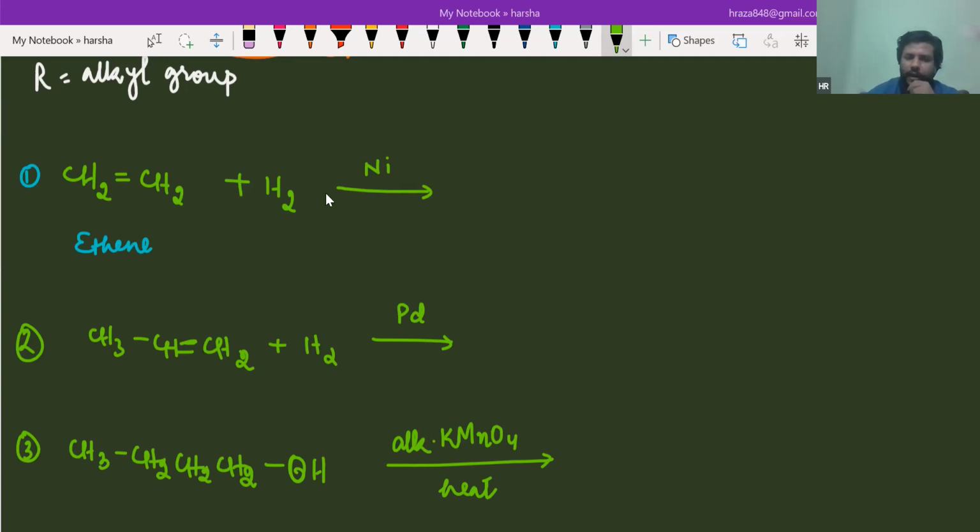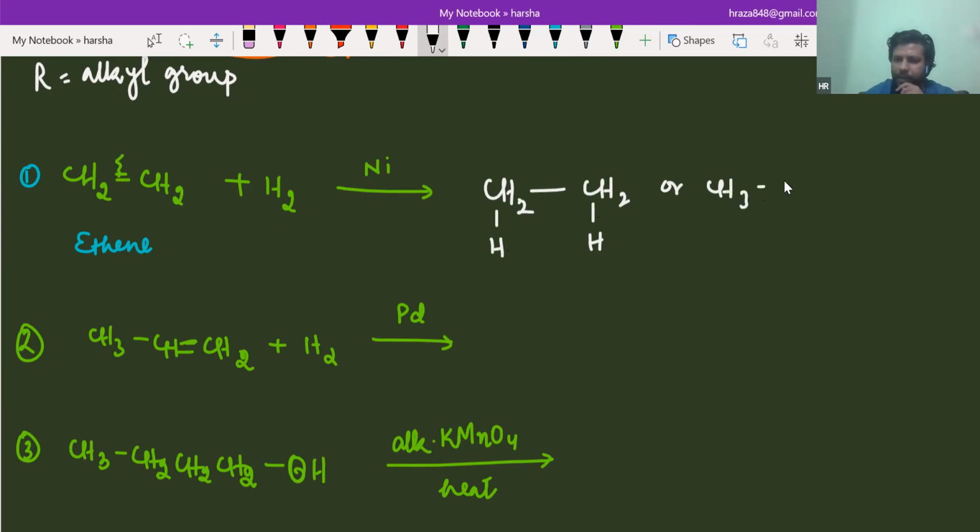See, this is an addition reaction. So in order to add this, you have to break the old bond. So it will form CH2, that means basically CH2 and CH2, and you are going to add one hydrogen to each carbon along the double bond. So it becomes CH3 CH3, and its name will be ethane.